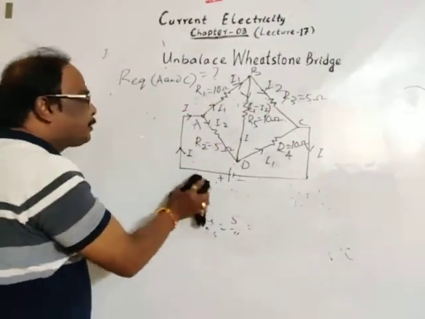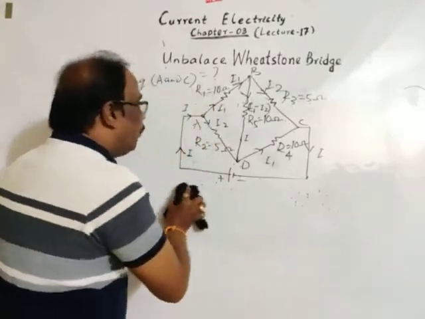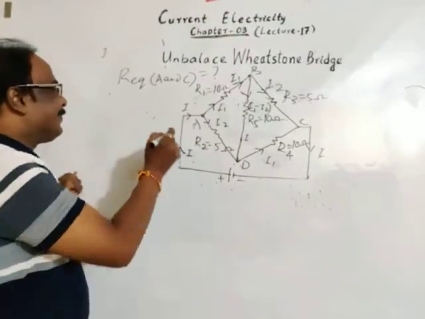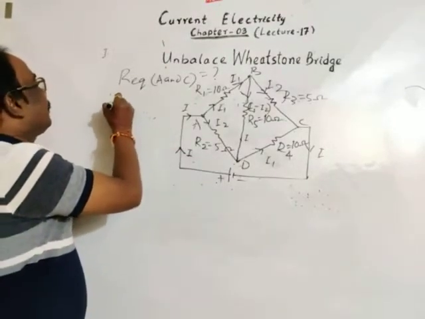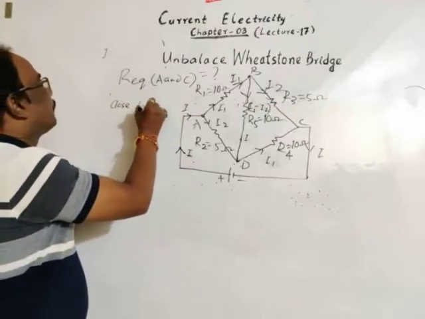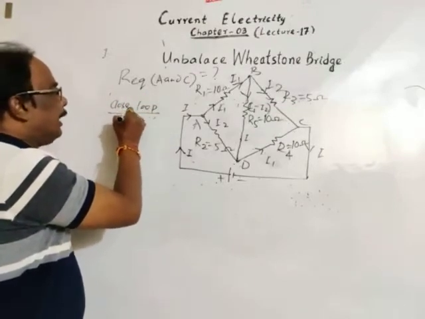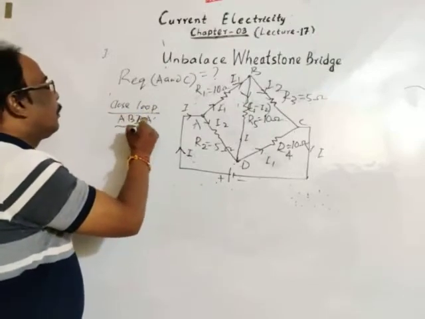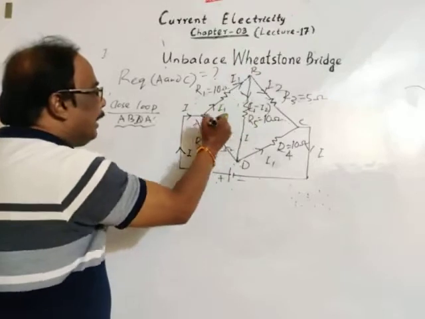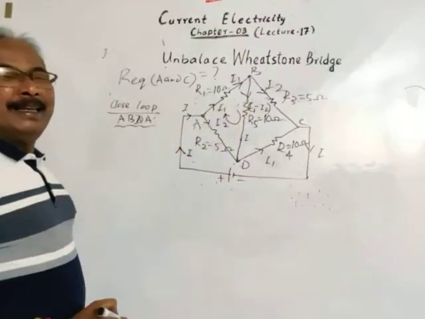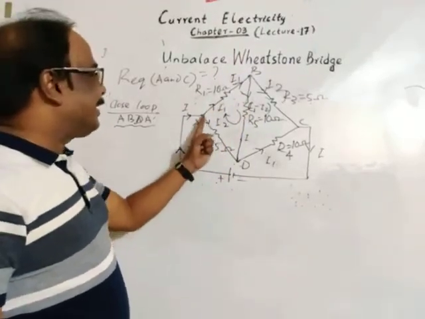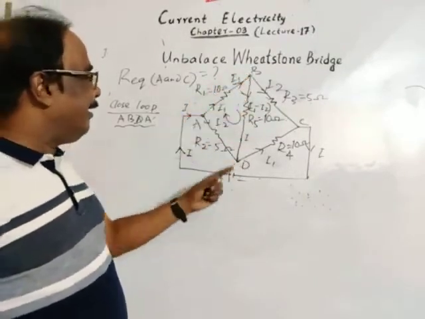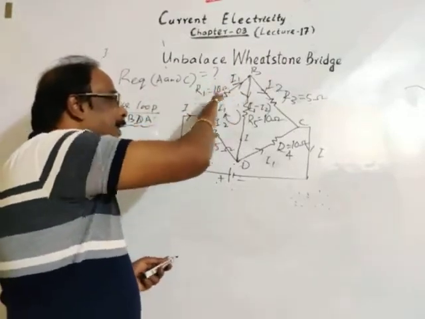We'll apply Kirchhoff's second law. Let's consider the closed loop A, B, D, A, in clockwise order.